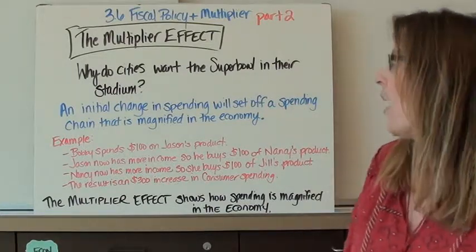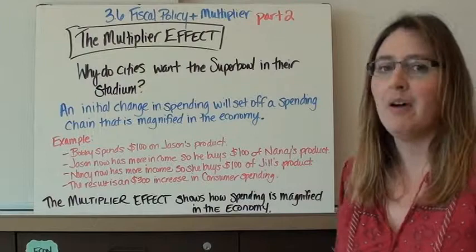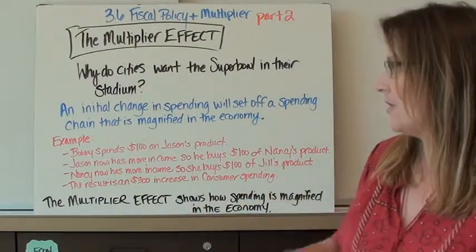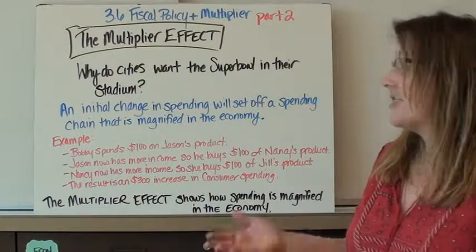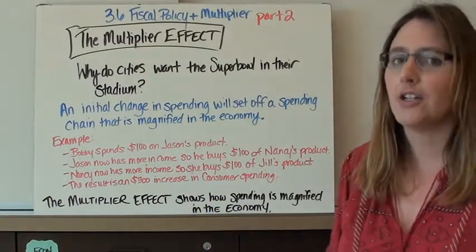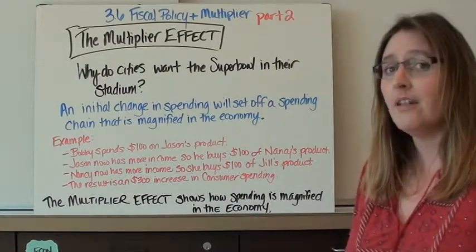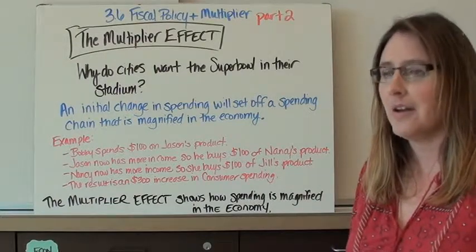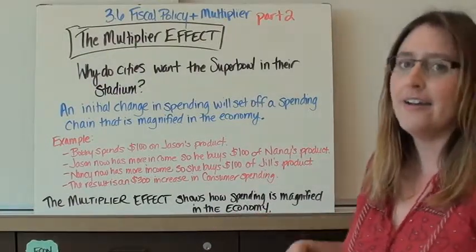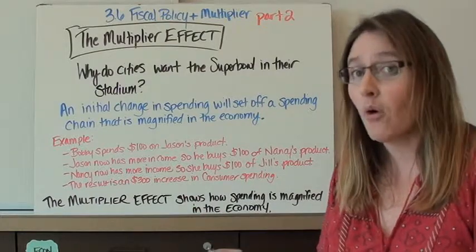So, multiplier effect. Why do cities want the Super Bowl in their stadium? Because they bring money in, and that initial extra spending multiplies into more spending. For example, if Bobby spends $100 on Jason's product, Jason now has $100 extra, and he could buy $100 of Nancy's product. And now Nancy has an extra $100, and she can buy $100 of Jill's product. The result, if you add all that together, is a $300 increase in consumer spending. This is called the multiplier effect, and it shows how spending is magnified in the economy. One initial drop of extra spending, new money, turns into more new money.